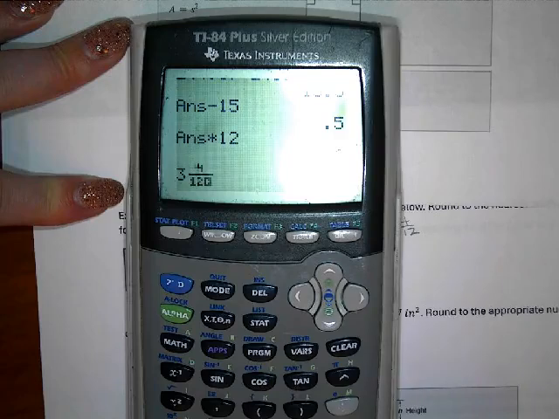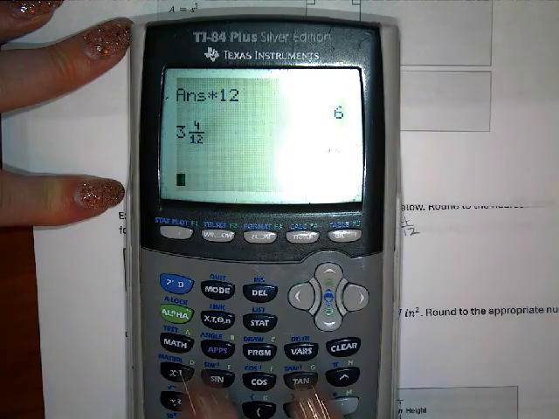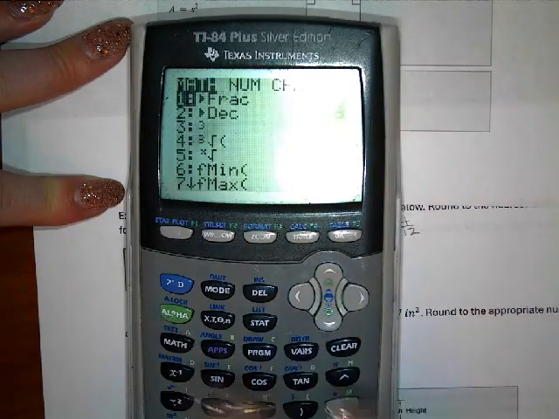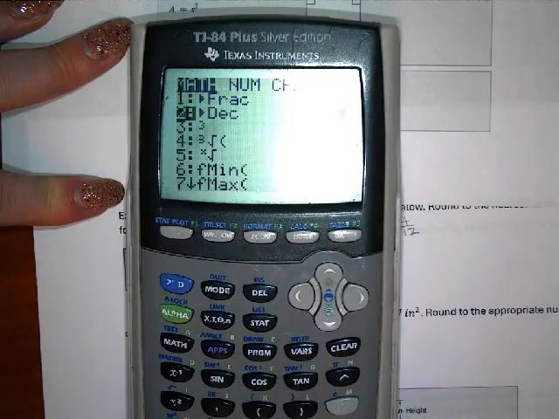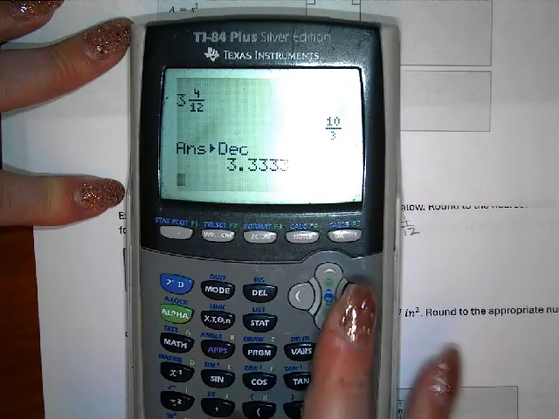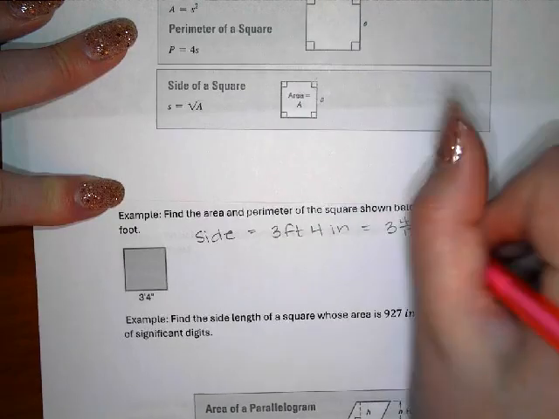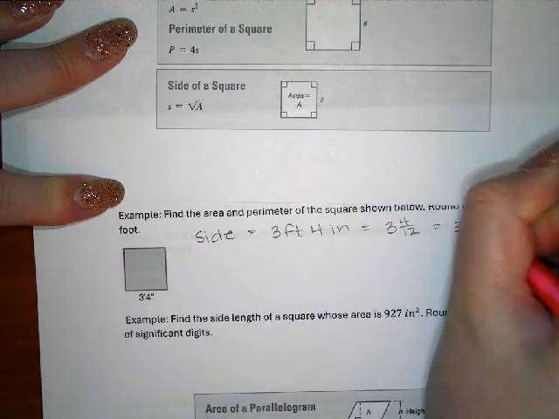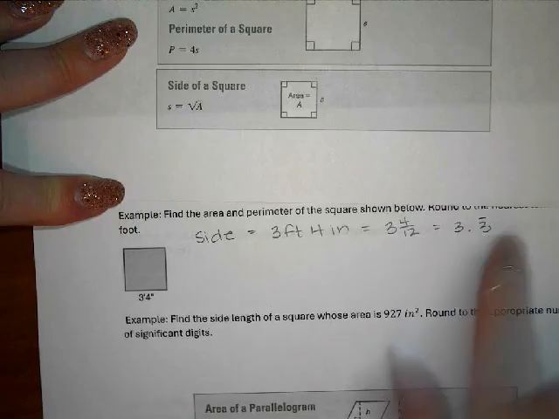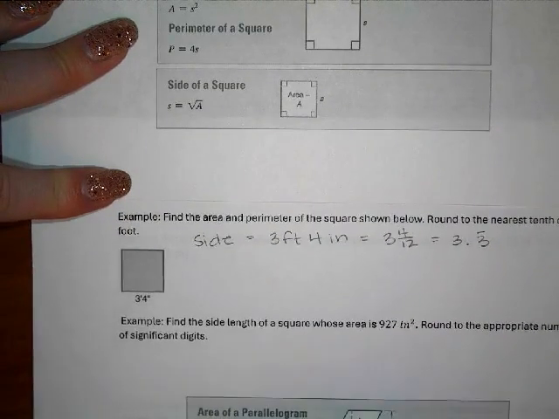So I'm going to hit the math button. It said 10/3. I'm going to hit the math button and turn this into a decimal. 3.3 repeating. Put a little line over the top. That means repeating. Okay. And a lot of times, well, I'll go ahead and do it this way.